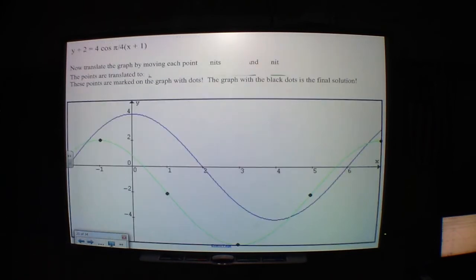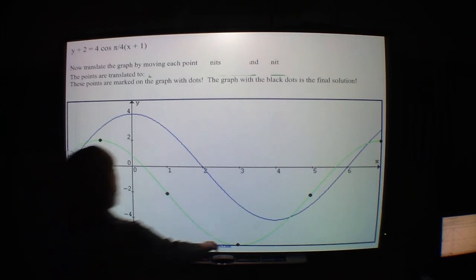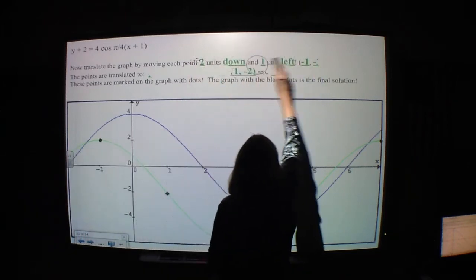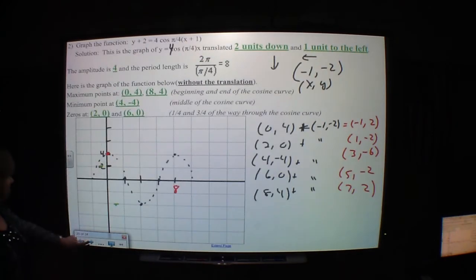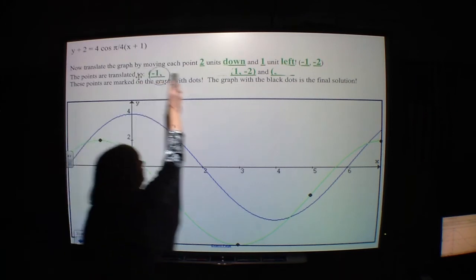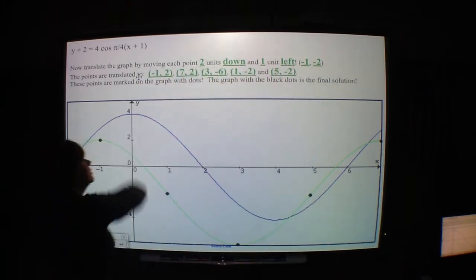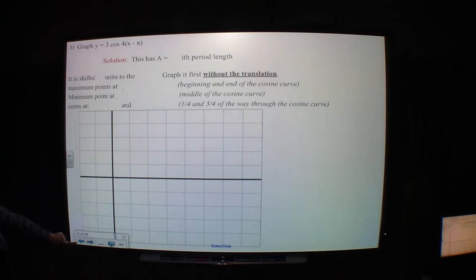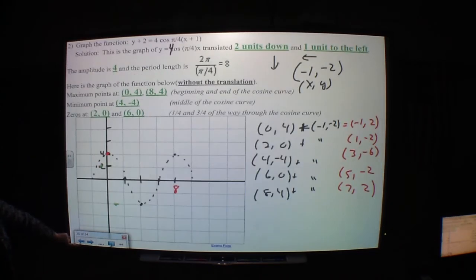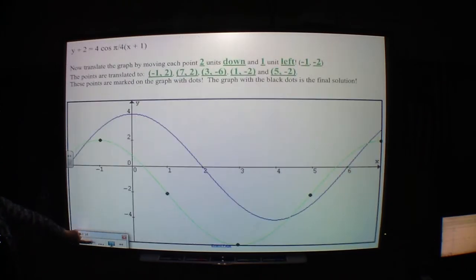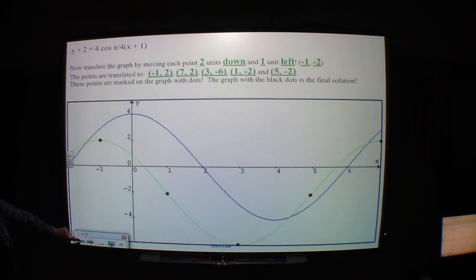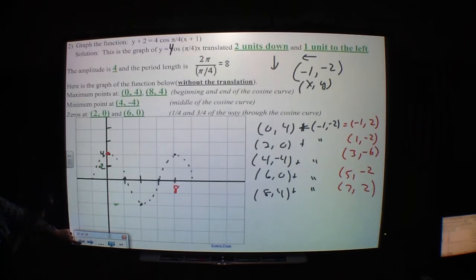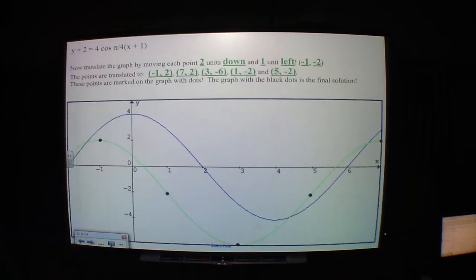And there's some of the graphs right there, pictures there. Translated by moving each point 2 units down, 1 unit to the left. And that's what I did. Negative 1, negative 2. And here are the points that I had written on the previous page. Oops, wrong way. Negative 1, 2. 7, 2 is my last point. 3, negative 6. 1, negative 2. 1, negative 2, and the 5, negative 2. Okay, so there they are.